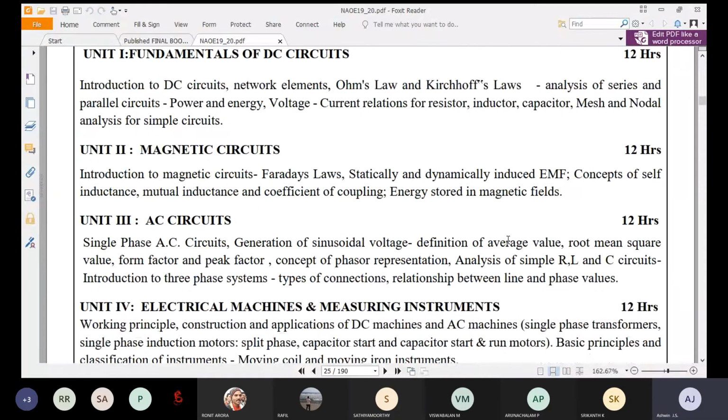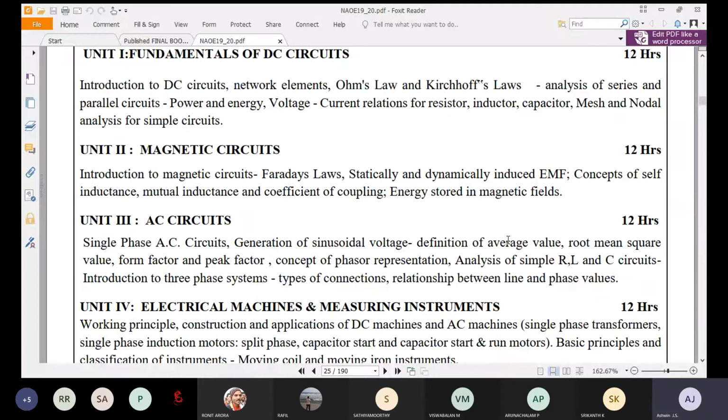So in the fundamentals of DC circuits, we talked about the introduction and the network elements. Network elements means the various elements which we are using to design the circuit. For example, what is the voltage source, what is the current and the current source, and what is the definition of voltage, current, resistor, capacitor, inductor? What is the power? These are the elements that come under the network elements.